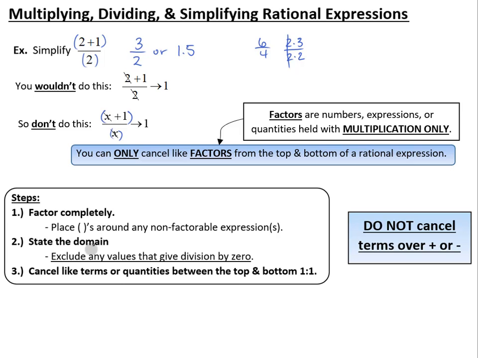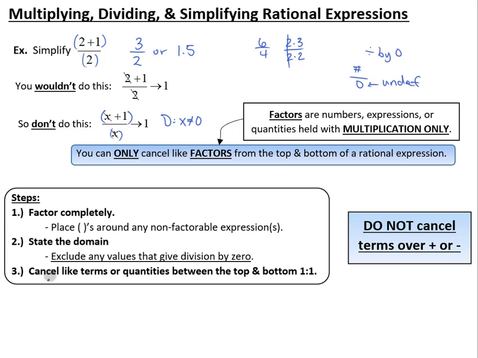The next thing we do is state the domain. So hopefully you know there are only a few things you can't do in math, and one of them is that you cannot divide by 0. You cannot have 0 in the denominator. If there's a 0 in the denominator, this is undefined. Specifically, if we were looking at this expression, what would make the denominator 0? When x is 0. So your domain for this would be x can't equal 0. It could be any other number, but plugging in 0 makes the bottom 0, and our whole expression is undefined. You cannot divide by 0. So that's what it says: excludes any values that give division by 0.